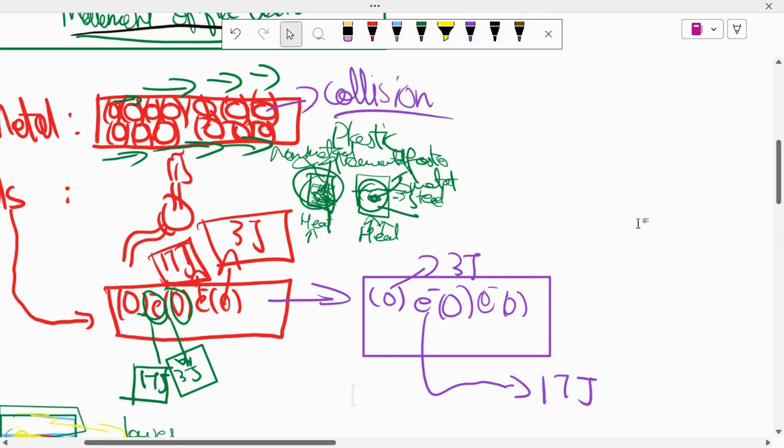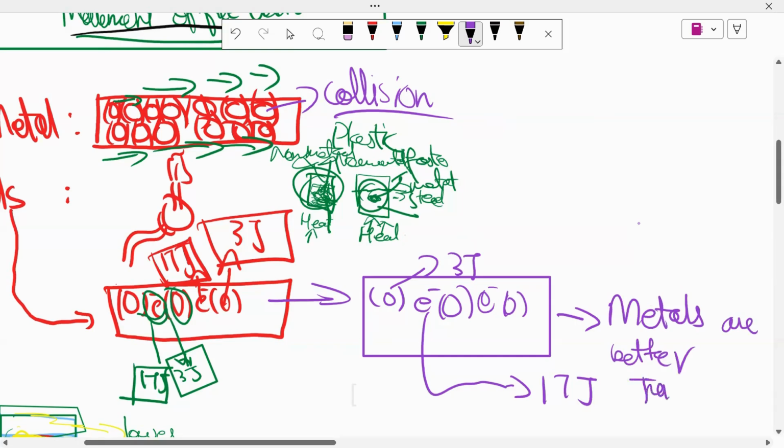So hence, we can derive that metals are better thermal conductors than non-metals.